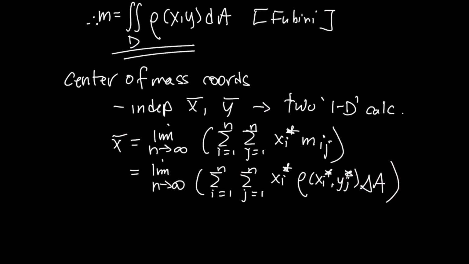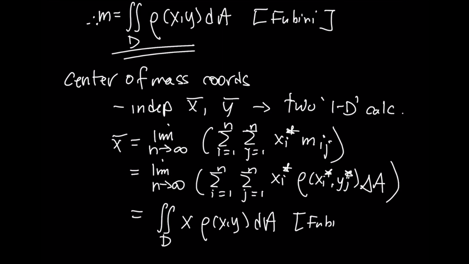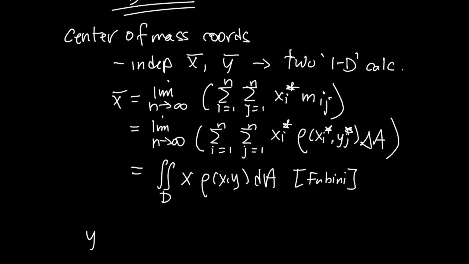And once again, this is a Riemann sum, and this is going to boil down to x times rho of x, y integrated as a double integral. And that, once again, we can use Fubini's theorem. And similarly, y bar can be calculated as a double integral of the y coordinate, y times rho of x, y dA.